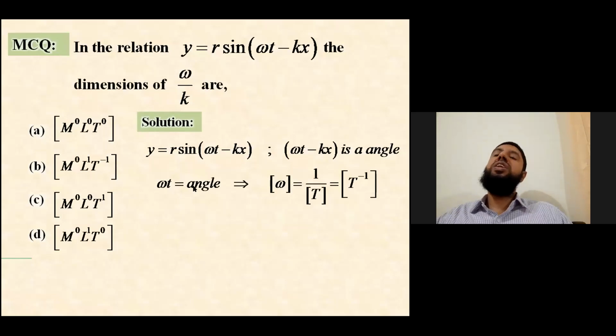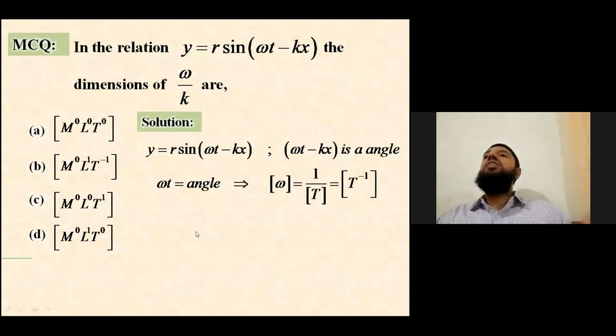Therefore omega t is nothing but an angle. I am splitting it. Omega t is an angle. Angle minus angle is an angle. If I cross multiply, angle by t, the dimension of angle is 0. The angle is a dimensionless physical quantity. After cross multiplying, t comes to the denominator, so t power minus 1. So this is for angular frequency, omega.